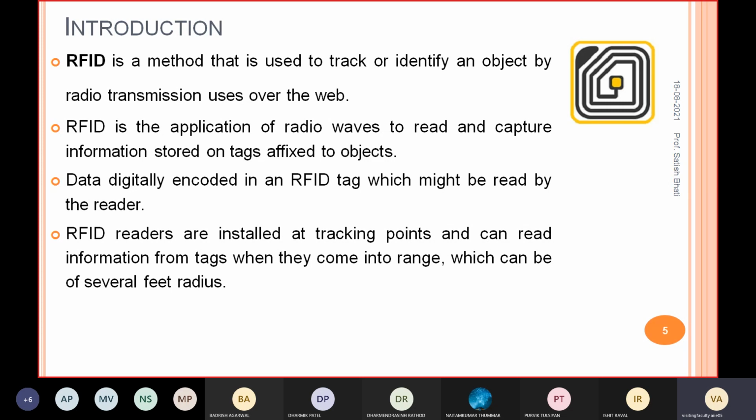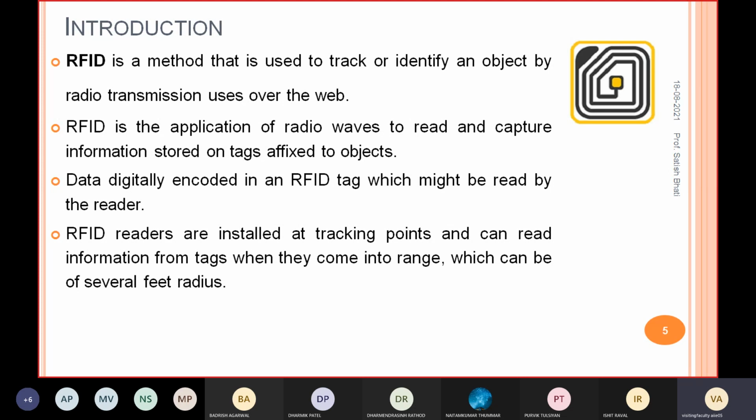So let's see the introduction about this radio frequency identification. RFID is a method that is used to track or identify an object by radio transmission over the wave, right? So that you have seen. The main purpose is to track or identify some object, and we are using the radio frequency wave or radio transmission, and the transmission we can do over wave, right? So we can also use the internet.